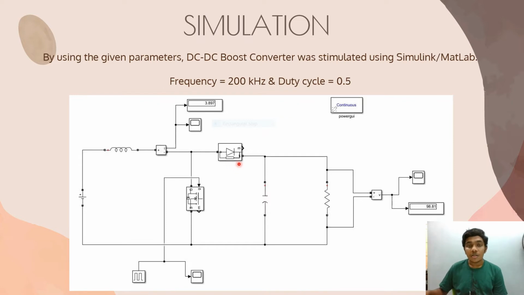And this is the diode, this is our capacitor, and this is our load, which is a resistor, and we need to obtain the voltage. This is the value of voltage, which I will go into further after this. And this is the scope to obtain the waveform of voltage.